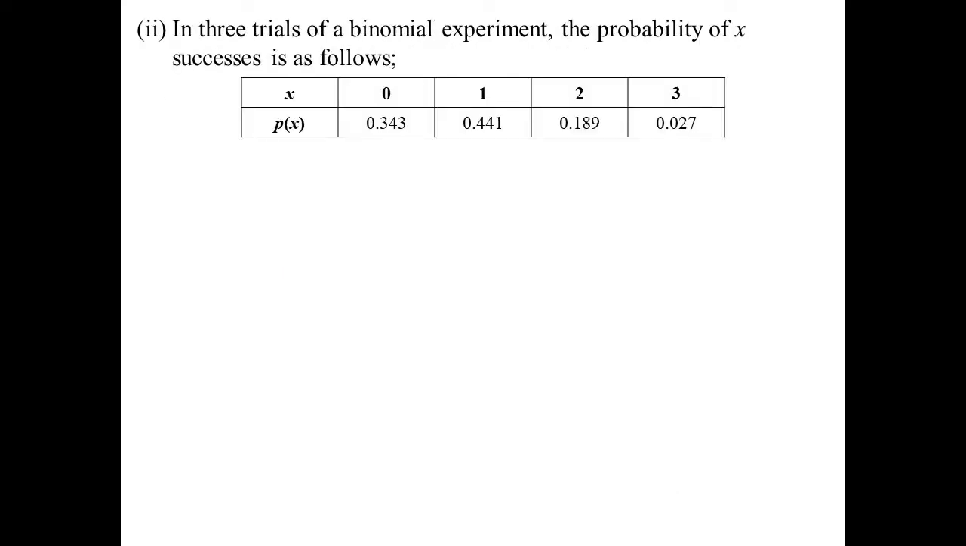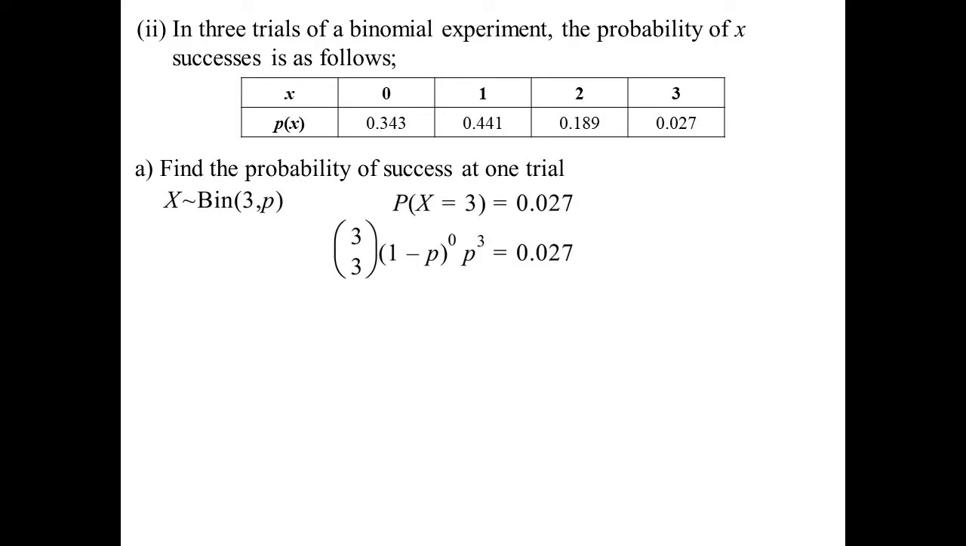0.2247. So we've got 3 trials of a binomial experiment. The probability of x successes. So we can have 0 successes, 1 or 2 or 3, and there's the probabilities that we've been given. Find the probability of success at 1 trial. So we know it's binomially distributed. We know we're doing it 3 times, but it's p that we're trying to find. What's the probability of success? I'm going to pick 3 to make life easy for myself. Because if I say probability of x equals 3, we know it's 0.027. That's what they told me.